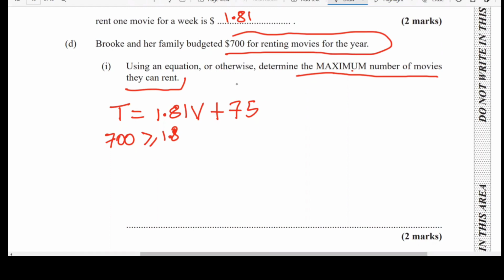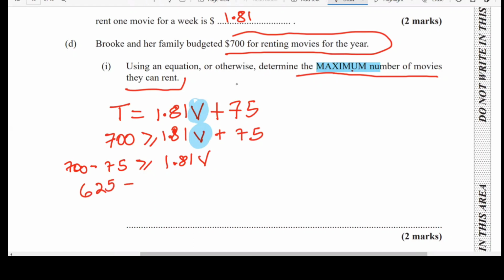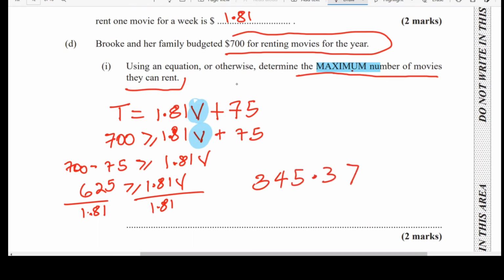So here is the V, and at this stage, this refers to the number of movies. That's what the question is asking: you're solving for V, because V is referring to the number. They said the maximum number of movies, V. So you're solving 700 take away 75. Subtract that, and this is going to give us 625 greater than or equal to 1.81V. Divide by 1.81. So 625 divided by 1.81, you're getting 345.3 greater than or equal to V.